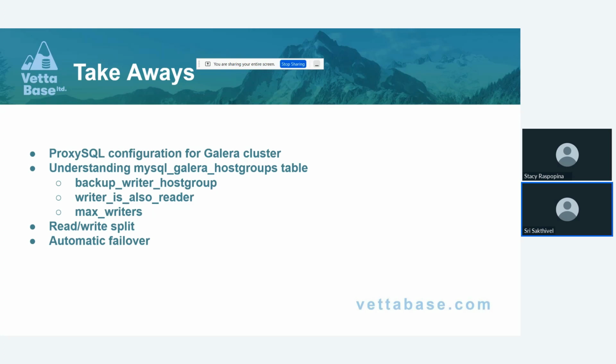And for the read-write split, you can configure different rules in the mysql_query_rules table to split your reads across the servers. You can isolate the reads from your writer to avoid some load on your writer node. And finally, you can do automatic failover using ProxySQL. You can also choose which node you want to fail over to by defining the weight. Okay, so this is what I have in this presentation.